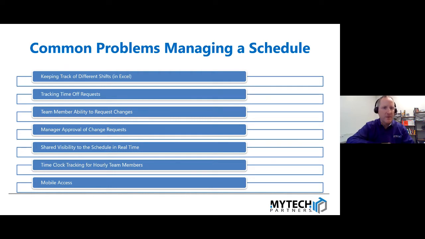So here are some of the key problems. For example, keeping track of different shifts, whether it be in Excel or Outlook, who's responsible for what, when a change happens, making sure that when you track time off requests, you have visibility to it? I know with some payroll systems, you might be able to submit a PTO request and get it approved, but then it's kind of out of sight, out of mind.